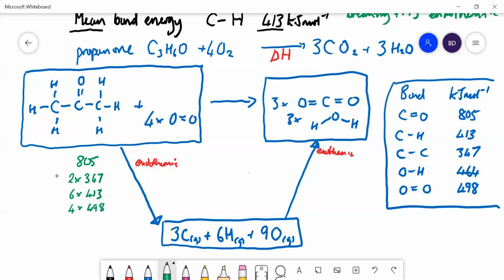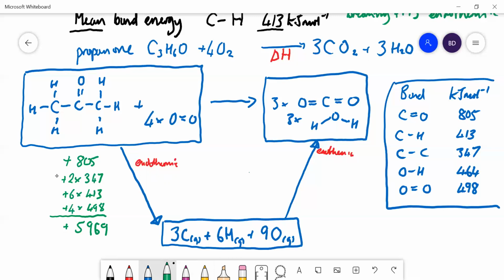Okay, these are all going to be positive values. Why are they positive? Well, because we are breaking bonds, so it's endothermic. So I'd write down there, add all that up, you get 5,969 kilojoules.